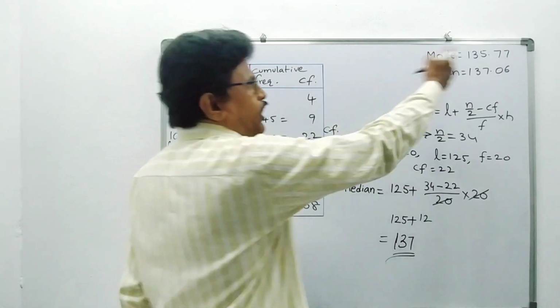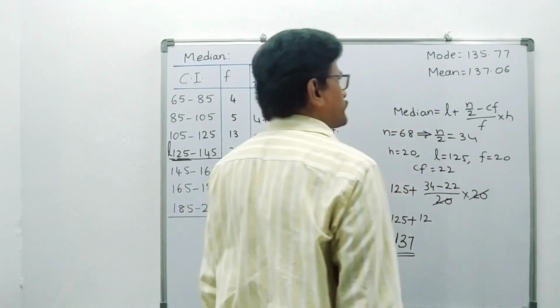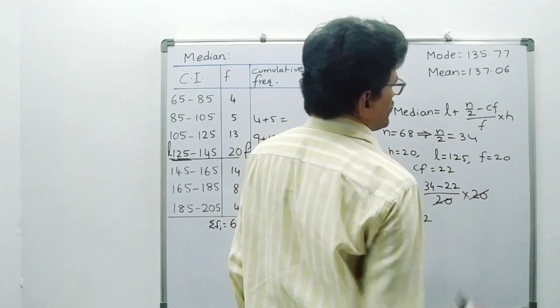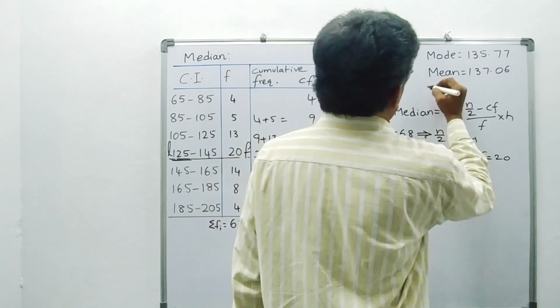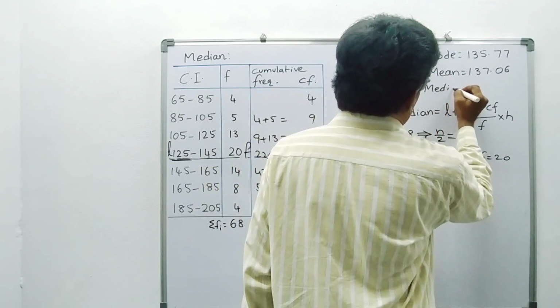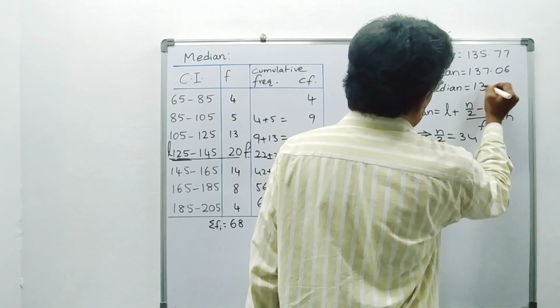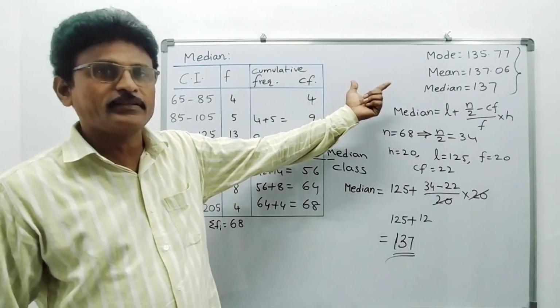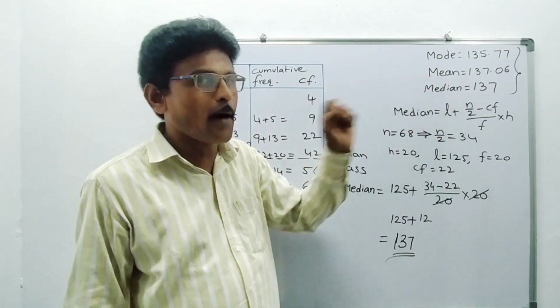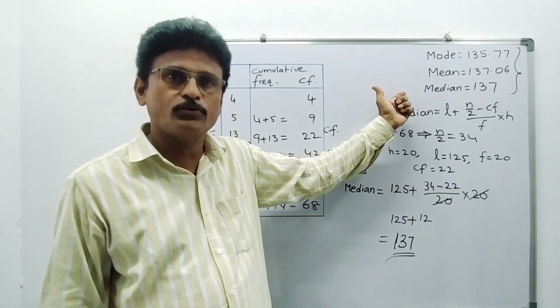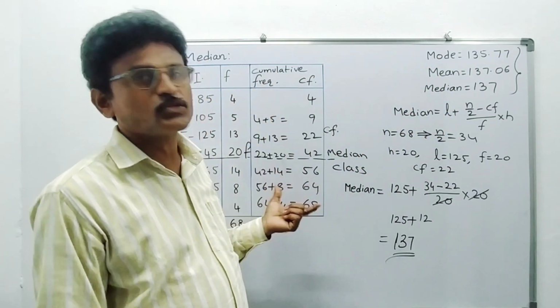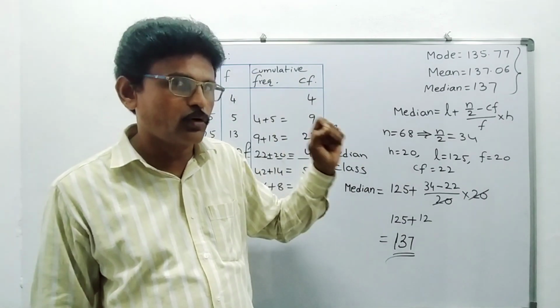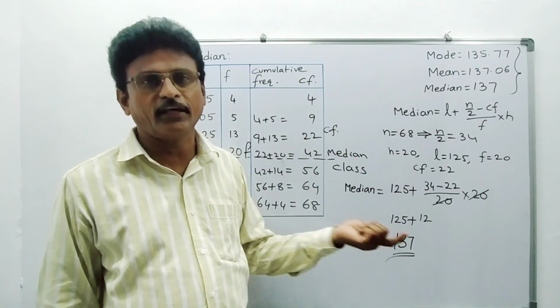Students, mode is 135.77, mean is 137.06. Now median, how much are we getting? 137. Just compare these values. He is asking to compare these values. We are getting approximately equal values. You are right like that. Okay. For this problem, mean, median and mode are approximately equal.